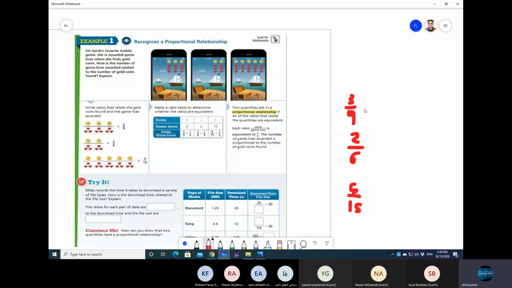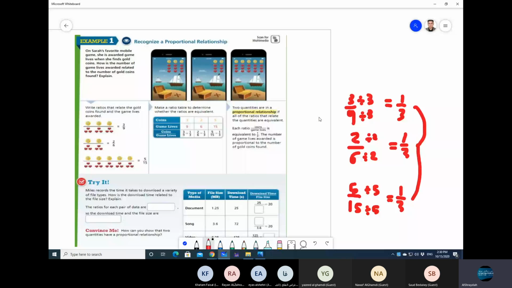If you simplify it all, here you divide by 3, here you divide by 2, and here you divide by 5. So when you simplify it all, you will find that all the ratios are equivalent. Why? Because here we have 1/3, here we have 1/3, and here also we have 1/3.